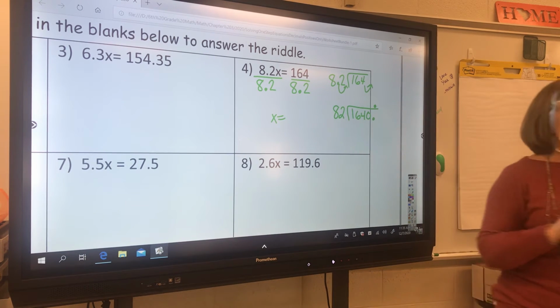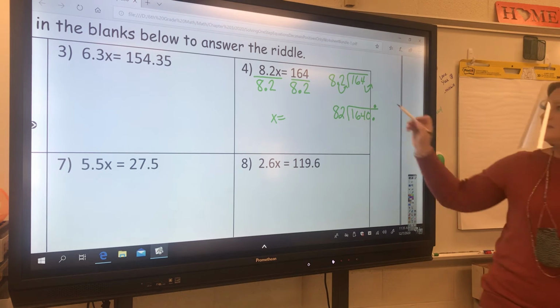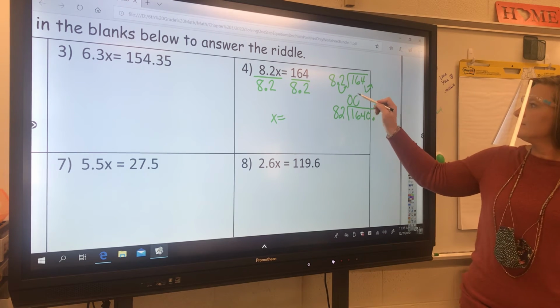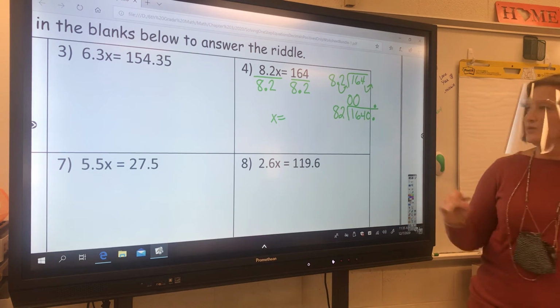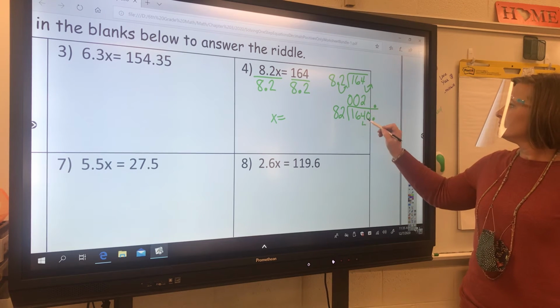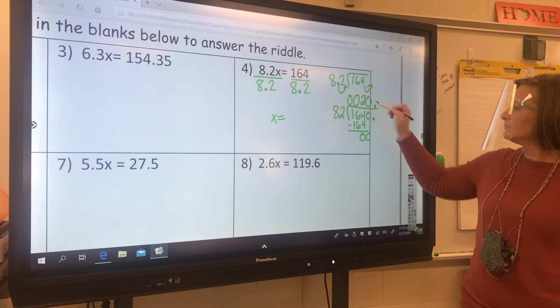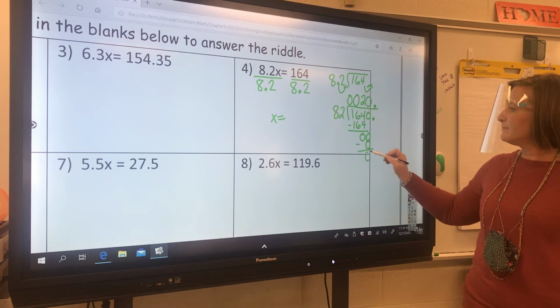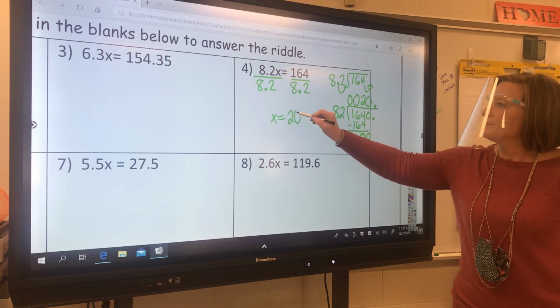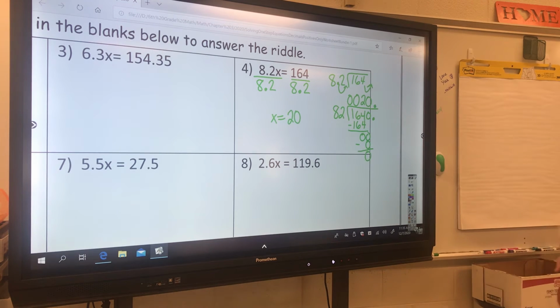How many times will 82 go into 164? 2. So x equals what? 20. Is that an answer choice at the bottom? Yes. That's the right answer.